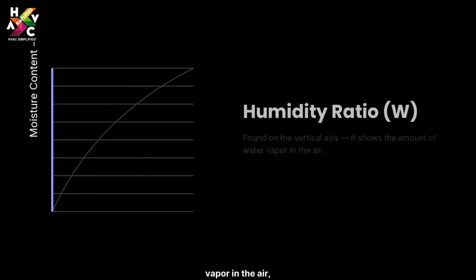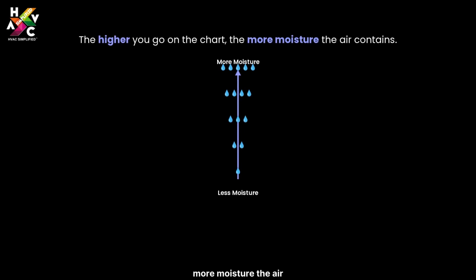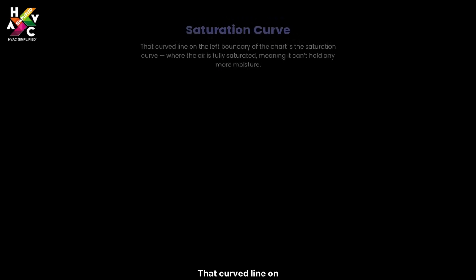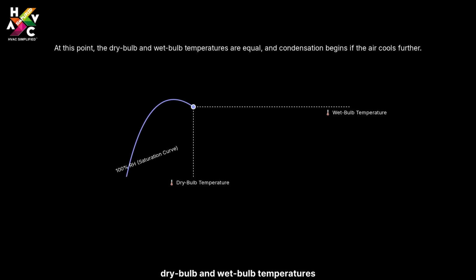Found on the vertical axis, it shows the amount of water vapor in the air, measured in kilograms of water per kilogram of dry air. The higher you go on the chart, the more moisture the air contains. That curved line on the left boundary of the chart is the saturation curve, where the air is fully saturated, meaning it can't hold any more moisture. At this point, the dry bulb and wet bulb temperatures are equal, and condensation begins if the air cools further.